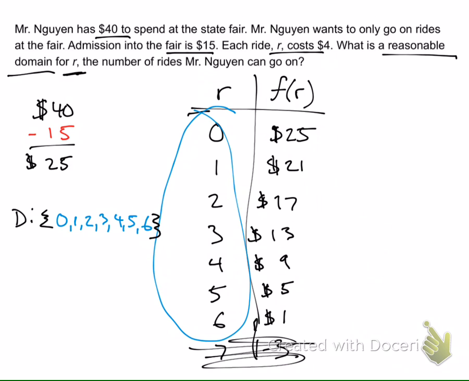I can't go on 0.25 rides at all, right? 0.25 doesn't make sense. Even if I try to divide 25 by 4, that's what I get. Can't do that. This is our reasonable domain. That would be your answer. The values are 0, 1, 2, 3, 4, 5, and 6. That's what makes sense for our domain. That's how many rides I can go on. All right. Thank you.